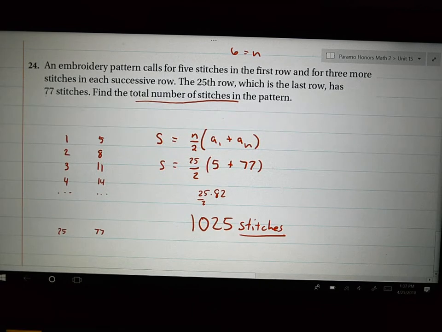Okay. That brings us to the end of our notes. We'll stop right there. I'll give you some time to do some homework.